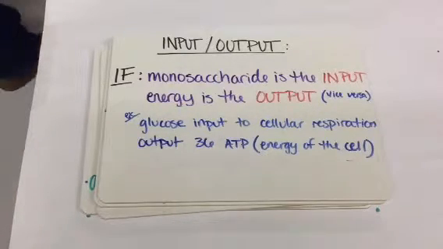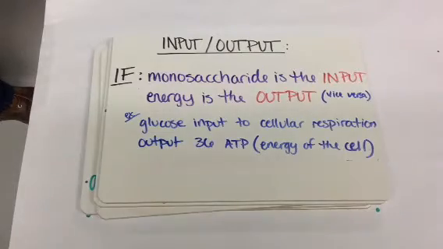It's important to understand how carbs can be used. In terms of input, if we take a monosaccharide like glucose, and we have glucose input, then that's called cellular respiration, and what we're getting out of that is energy. If we flip that, then it would be called photosynthesis, where we're getting energy as input and we're getting glucose as the product.